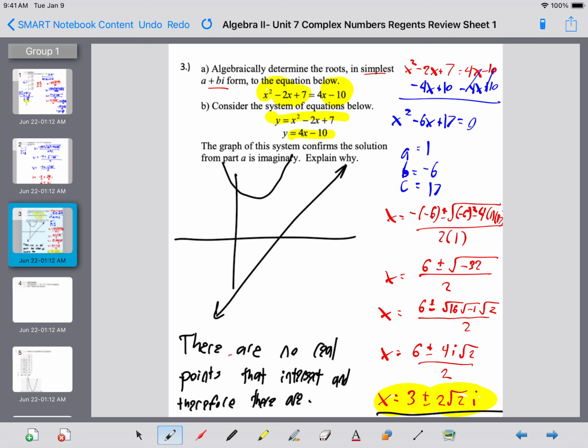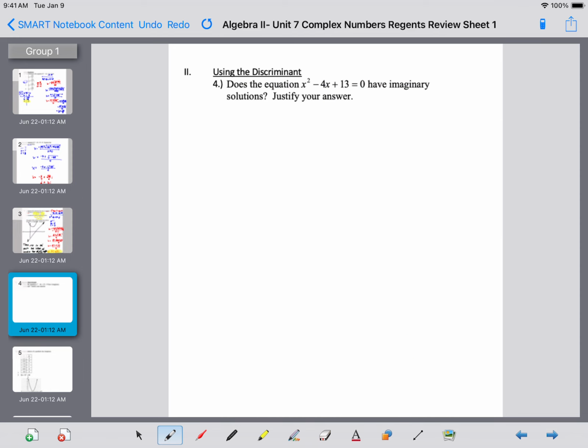There are only complex solutions. Okay. Does the equation have imaginary solutions?